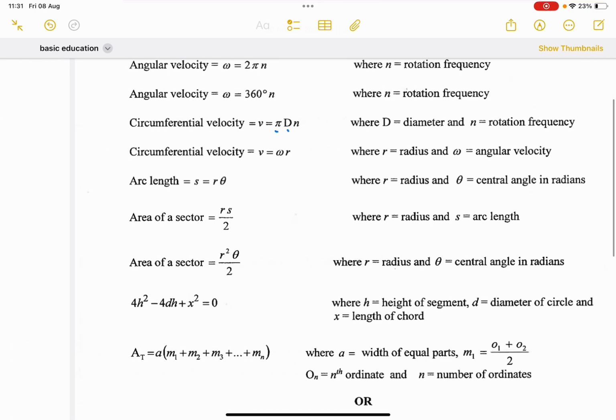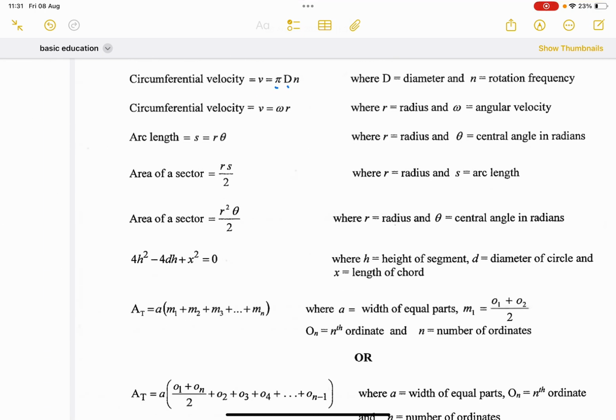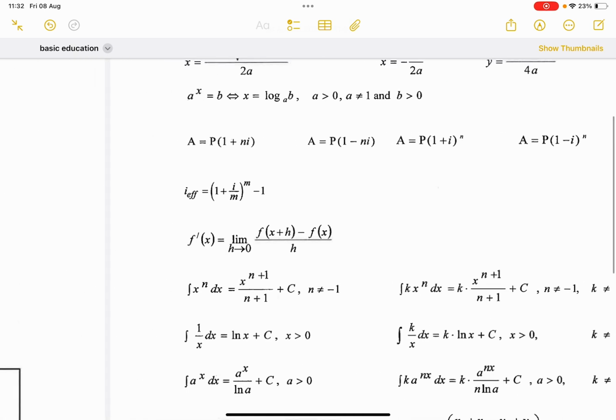So we know that when we are dealing with the area of a sector, we can either use this formula here, where we've got the radius and the arc length. However, we do not have the arc length in this case, so we're going to go with this one. The area of a sector is r squared theta over 2.